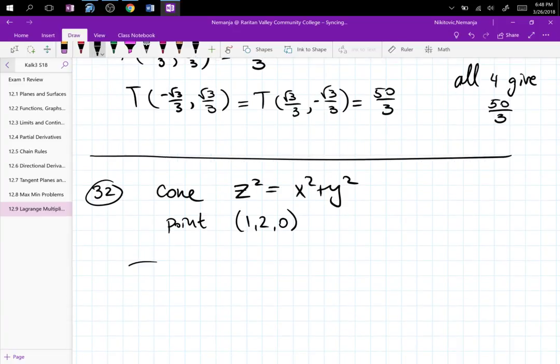So you have a cone and you have a point, and you want the minimum distance d. This point here is the unknown point x, y, z, which lives on the cone. This point over here is 1, 2, 0, the known point. And we have obviously the equation for the cone.